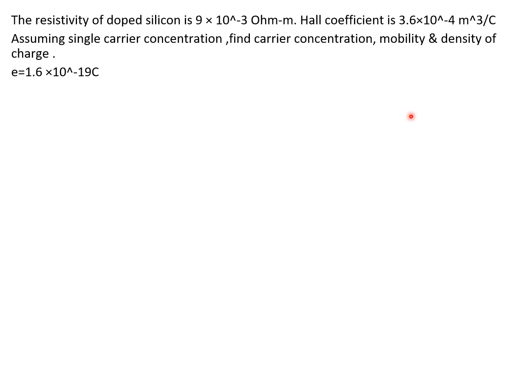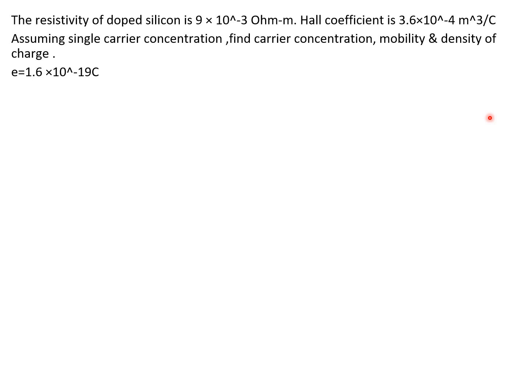Let us see the next numerical. The resistivity of doped silicon is 9 into 10 raised to minus 3 ohm meter. Hall coefficient is 3.6 into 10 raised to minus 4 meter cube per coulomb. Assuming a single carrier concentration, meaning one silicon atom will give one carrier, find carrier concentration, mobility and density of charge.